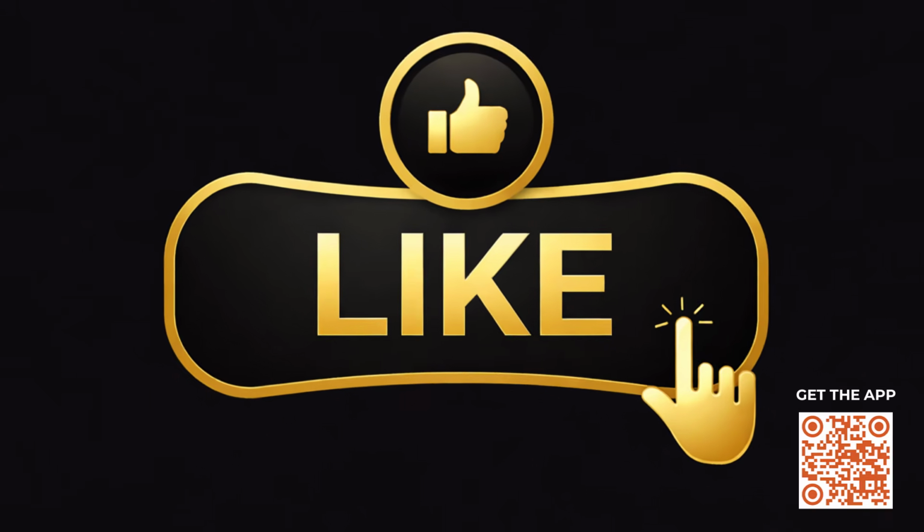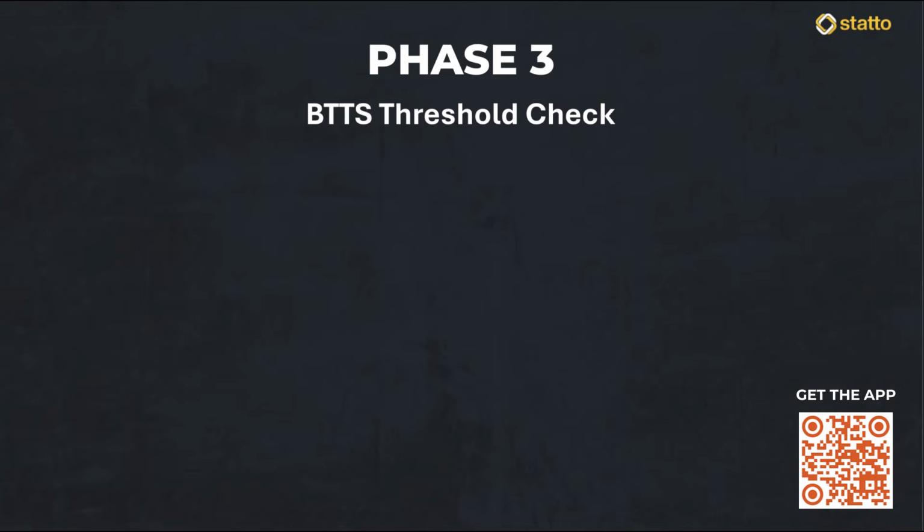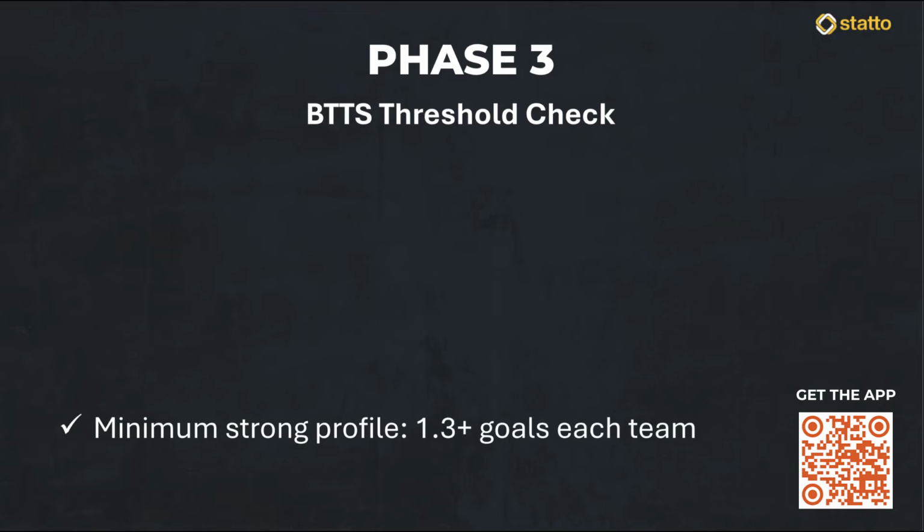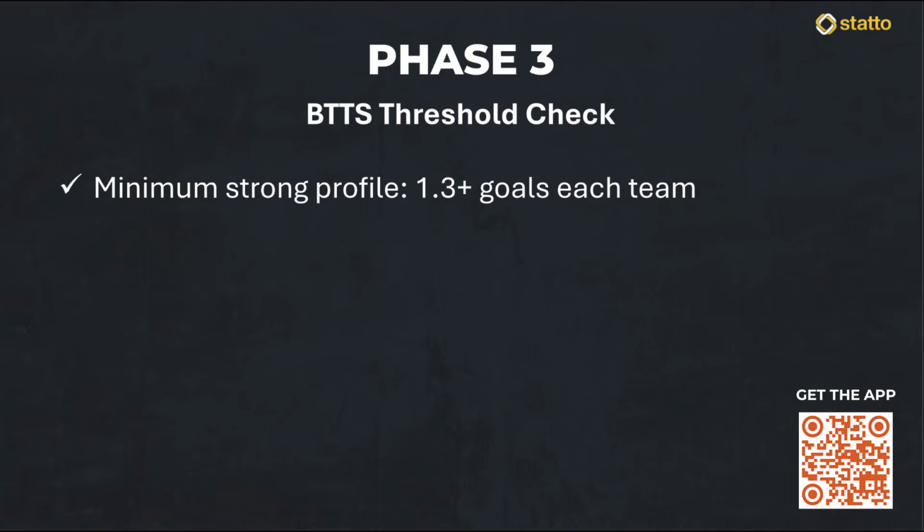And so that leads us neatly to phase 3, which is the both teams to score threshold check. This is the filter that separates a maybe from a professional trade. Now, the biggest mistake people make here is they think that if both teams are projected to score at least 0.1 goals, it is a good bet. That is far too low.